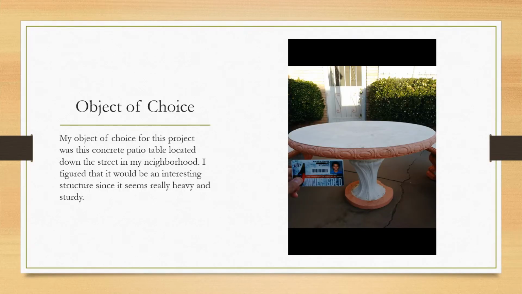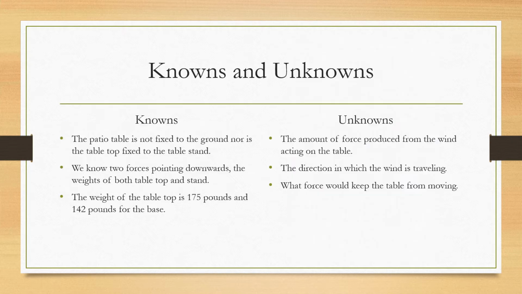So my object of choice for this project was a concrete patio table located down the street in my neighborhood. I figured that it would be an interesting structure since it is really heavy and sturdy, and it seems like it would take a lot of force to even move it. The knowns can be that the patio table is not fixed to the ground, nor is the tabletop fixed to the table stand in the middle.